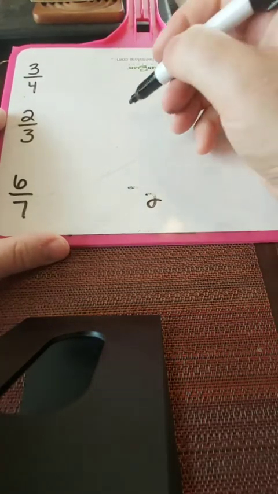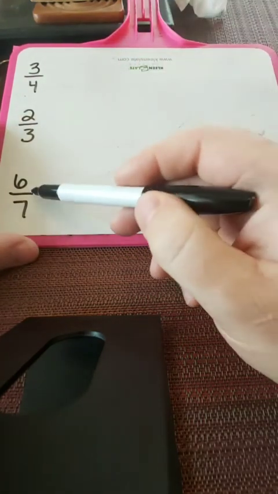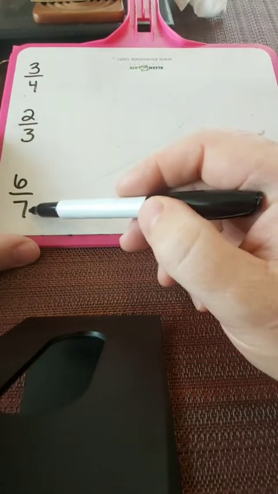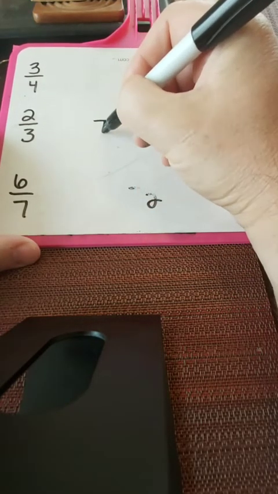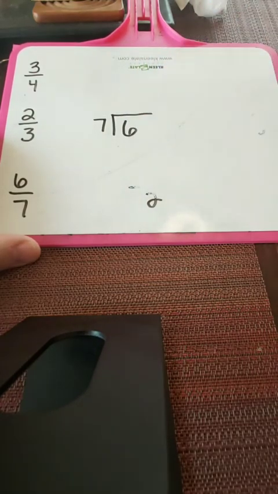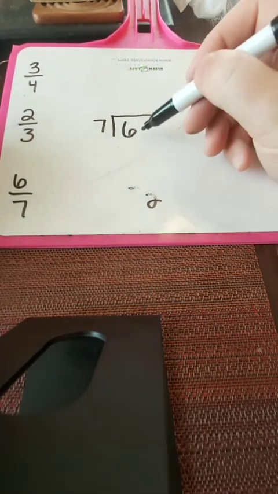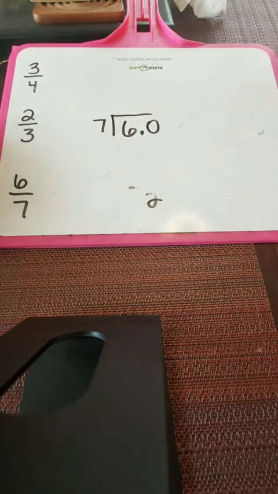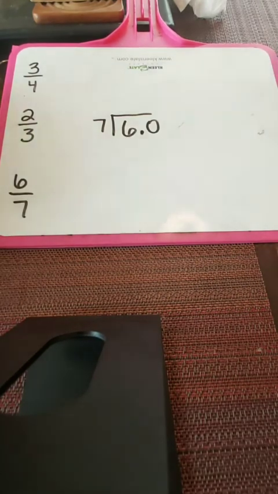Okay, we're going to do 6/7. So what do we do? We can't put our numerator into our denominator, right? So 7 can't go into 6. All right, so we're going to put our decimal and add our 0. Now 7 can go into 60. All right, let's get rid of that. How many times can 7 go into 60 without going over?